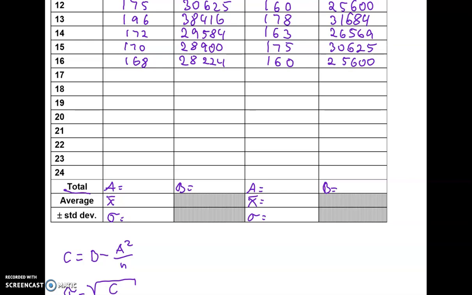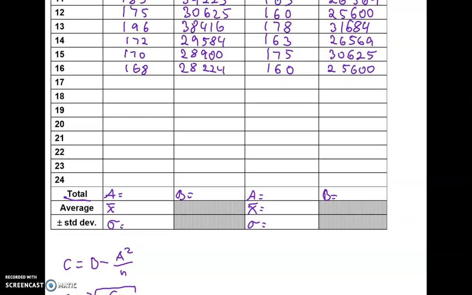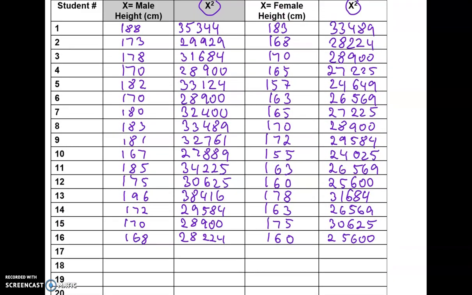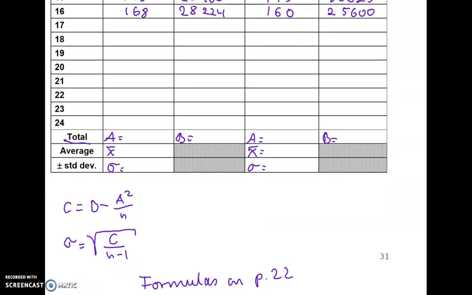B is the sum of the squares, and you add up all the squares for the male students and for the female students right here. So these would be fairly large numbers. The X bar is the sum divided by 16, which is n. So you want to have the average male height and the average female height. Those are your X bars right here.